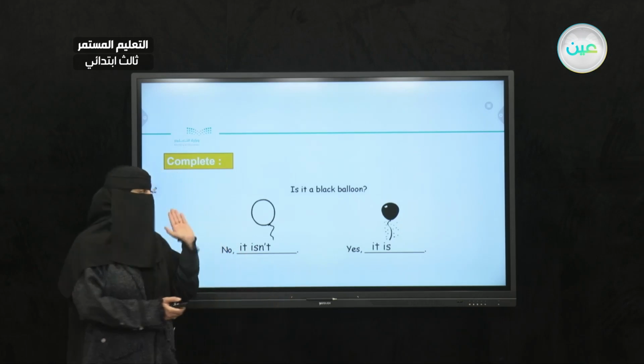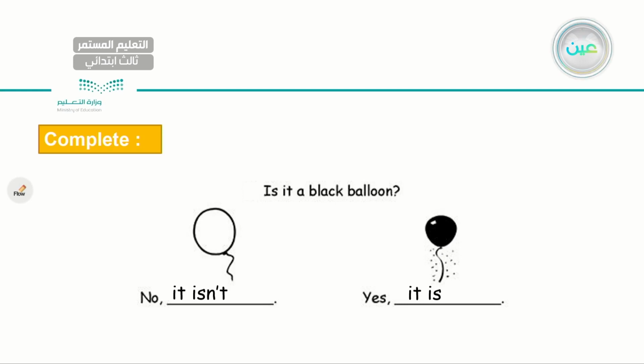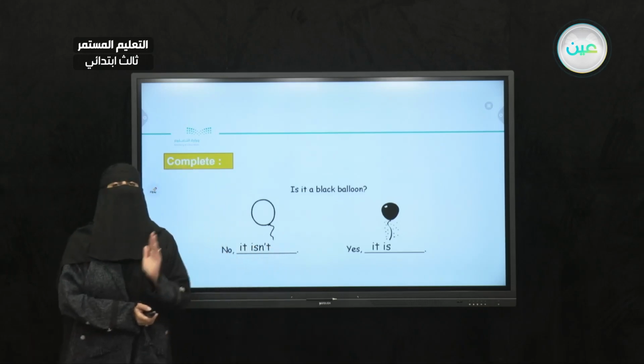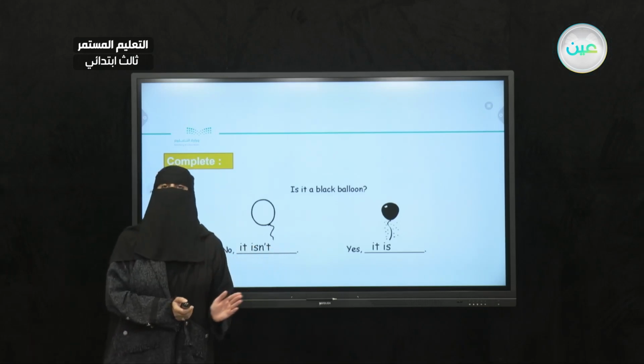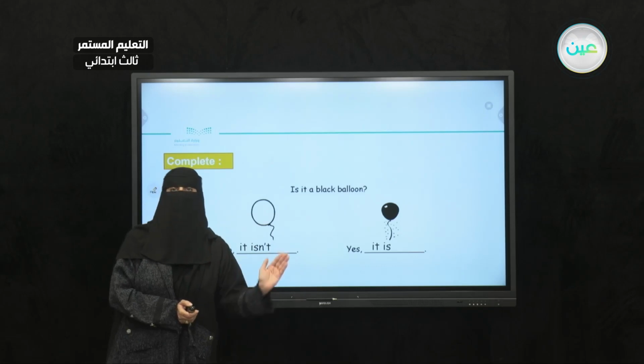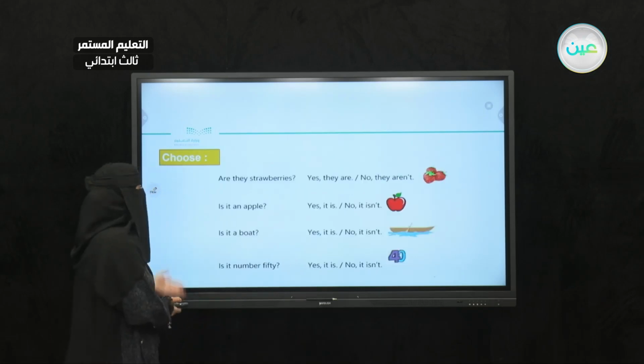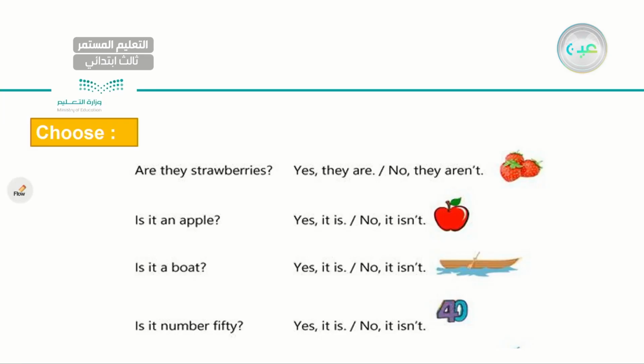One question: is it a black balloon? No, it isn't. Yes, it is. So these are the yes/no questions. I don't require any information, just yes or no in your answer. Now, here I have 4 questions with 2 options for the answers.